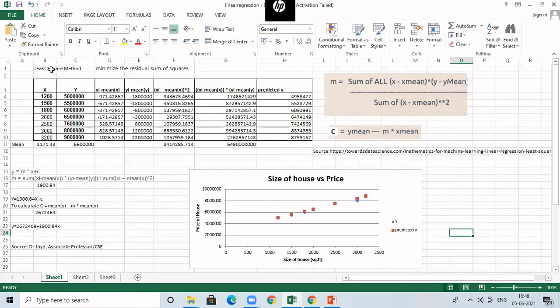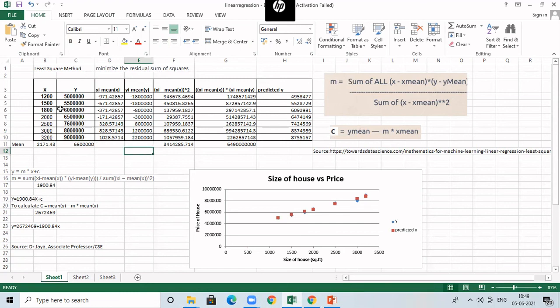So we are going to follow the least square method where we are going to minimize the residual sum of all the squares. Here X is my input variable, the size of the house in square feet, and Y is the dependent variable, which is the price of the house, what I want to predict. And this is the equation I have told you in the previous slide. We are going to learn the parameters of the model. They are nothing but the M value and the C value.